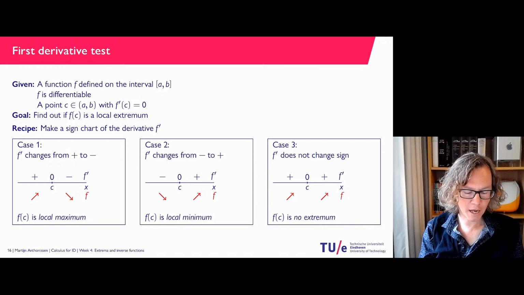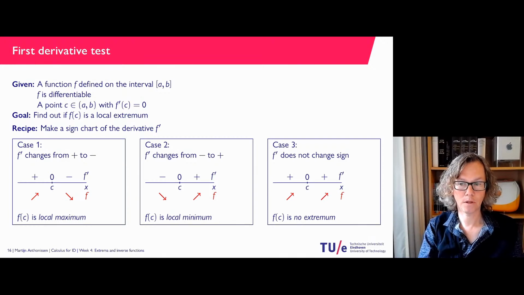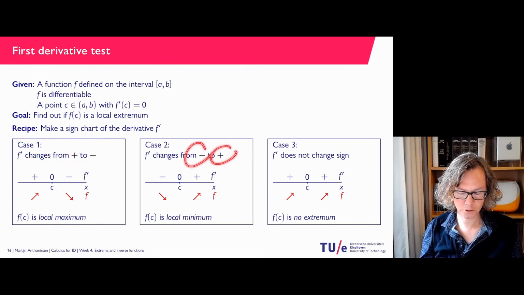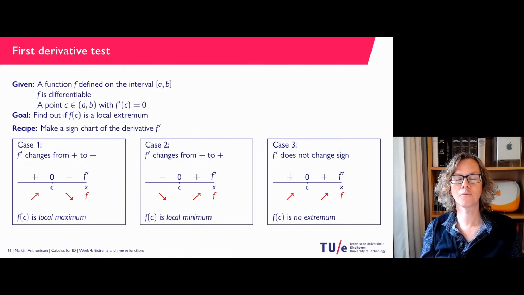And if you have a point where the derivative equals 0, then you know how you can check whether it's maximum, minimum, or inflection point. So if the first derivative goes from plus to minus, it is a maximum. If it goes from minus to plus, it is a minimum. And if it does not change sign, then there is no extremum there. And you can tell so by drawing a sign chart.